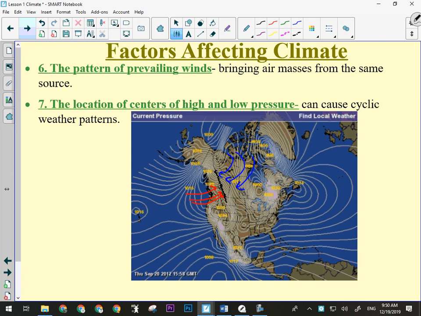All right, so does that make sense? The prevailing winds and high and low pressure. Okay. So typically if you're in an area where there's low pressure, there's going to be a lot more moisture. High pressure areas are going to be typically drier.